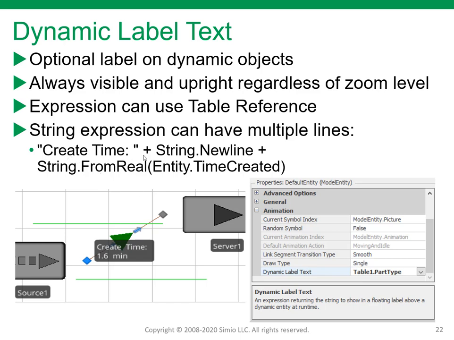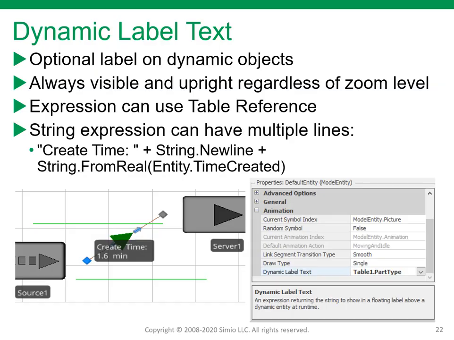I'm going to take the create time plus string dot new line plus string from real entity time created, and let's decipher what's going on here. I'm creating a string that is going to be using the Simio expression entity dot time created. I'm converting that to a real, and then I'm creating a two-line label. So I have create time, and then a new line, and then the time created that we see right here. Also note that the one that we see has been rounded and also has a minutes, or MIN, and so that's not shown here.